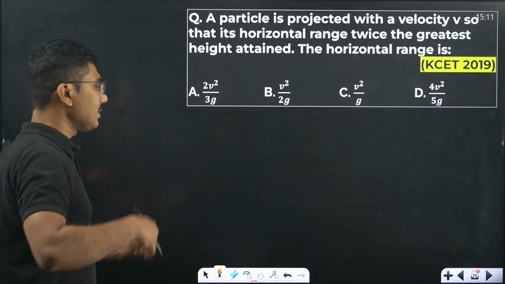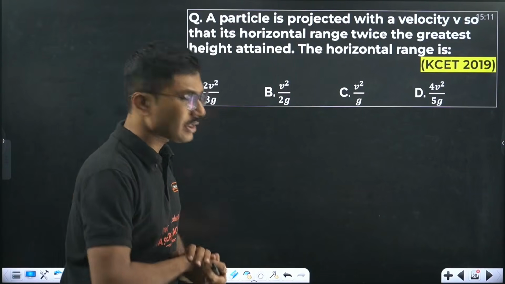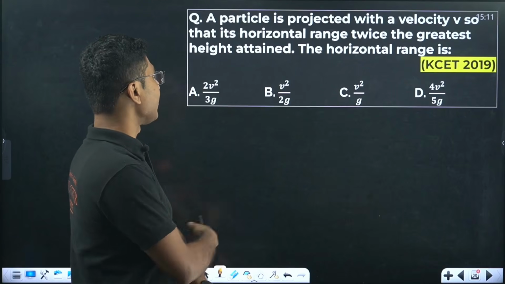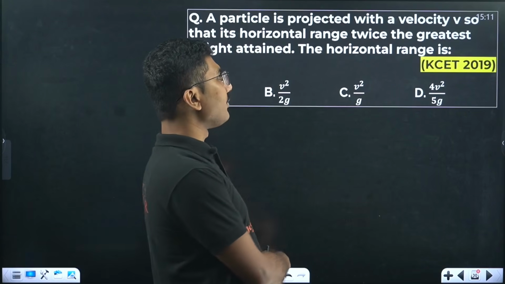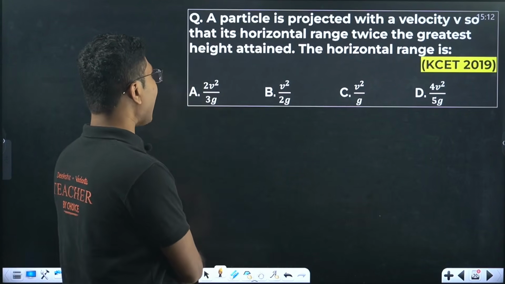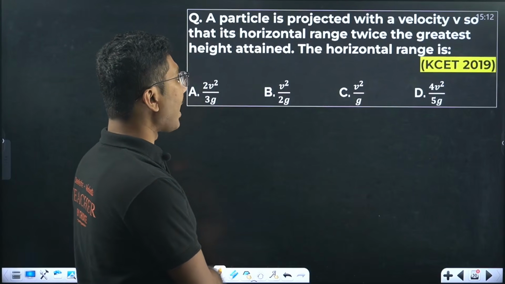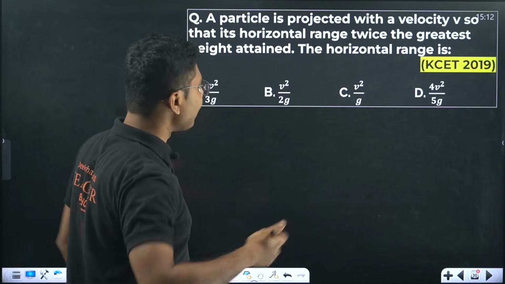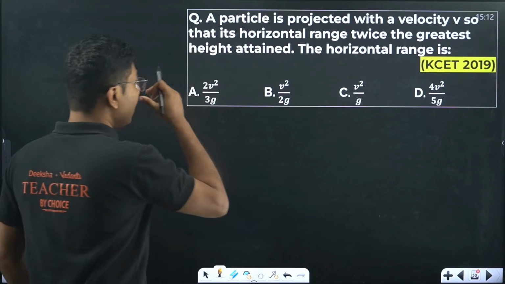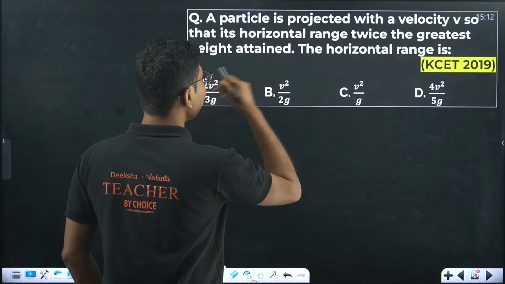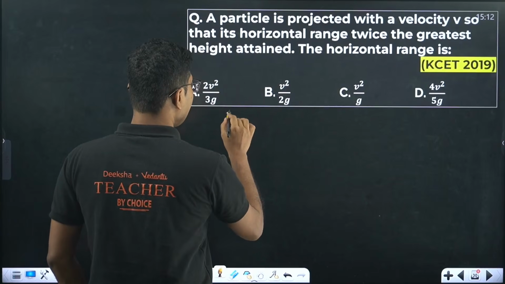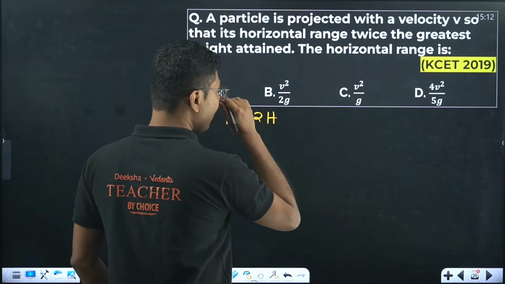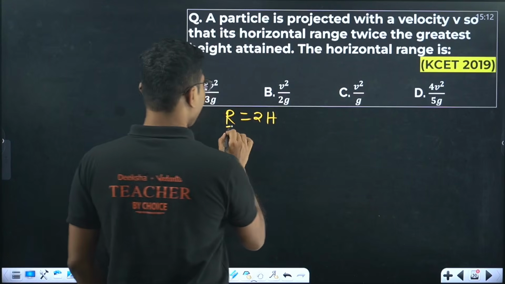Now let's see one type of question that is coming from this chapter, and then we will conclude this session. A particle is projected with a velocity v so that its horizontal range is twice the greatest height attained. The horizontal range is? You have to find the R.